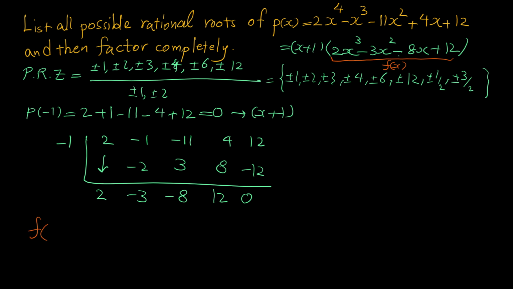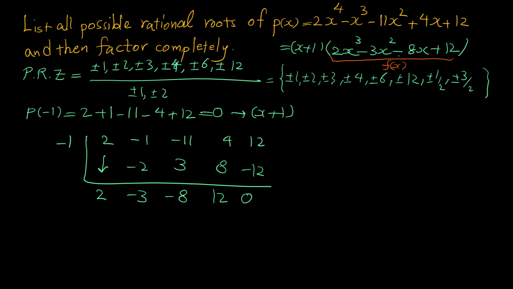If we calculate f of -1, you would see that it would be -2. 2 times -1 to the 3 is -2. Minus 3 times -1 to the 2 is -3. -8 times -1 would be +8, plus 12. Is this 0? No, it's not. So we know that x plus 1 is not a factor anymore.